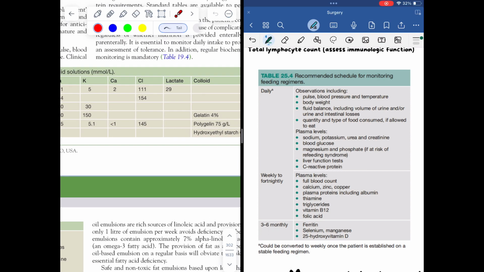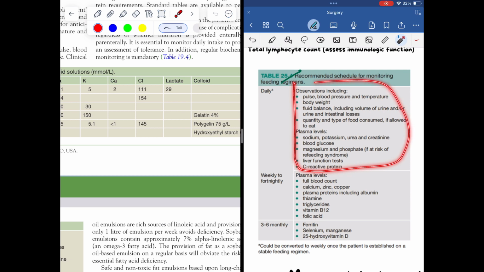Alright, so we have to plan a feeding regime and we have to monitor it. Let us discuss the recommended schedule for monitoring the feeding regimens. Daily observations include pulse, BP, temperature, body weight, fluid balance including volume of urine and urine and intestinal losses, quantity and type of food consumed if allowed to eat, plasma levels of sodium, potassium, urea, creatinine, blood glucose, magnesium and phosphate if the patient is at risk of refeeding syndrome, which we will discuss later on, liver function test and C-reactive protein. These are the things which we check on a daily basis.